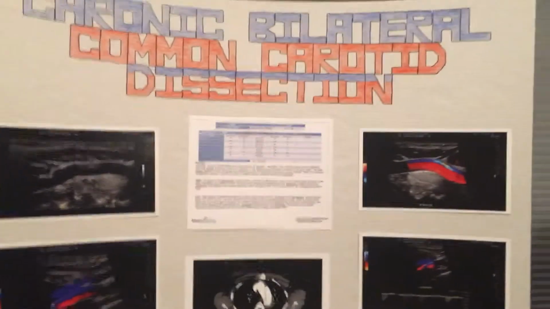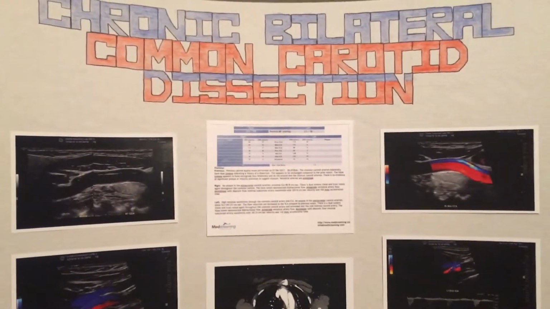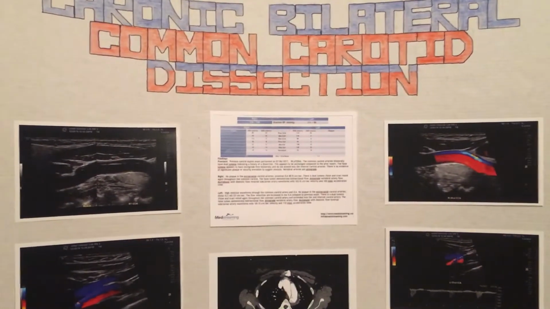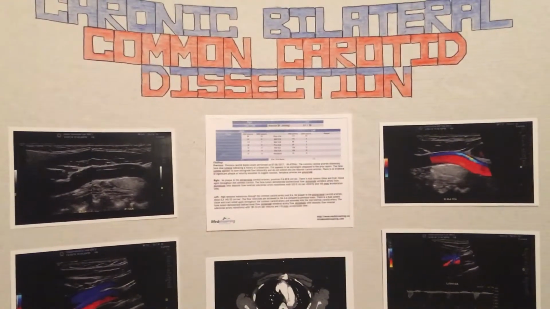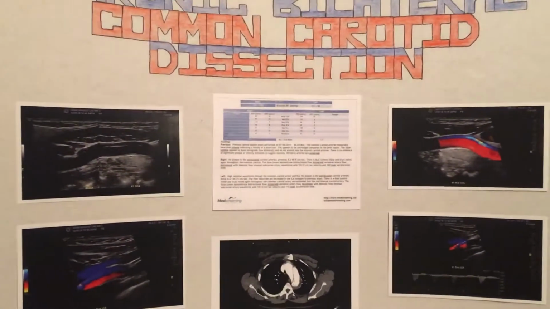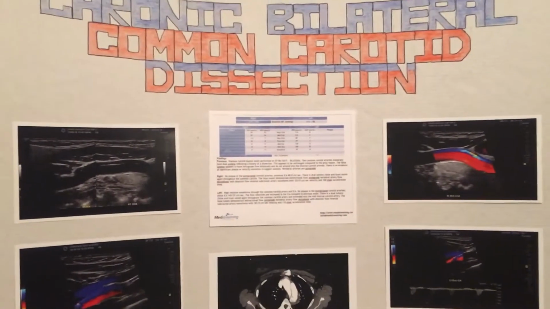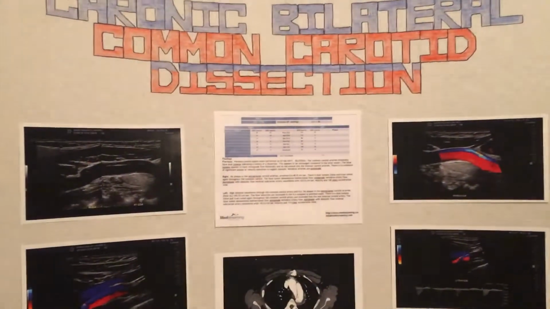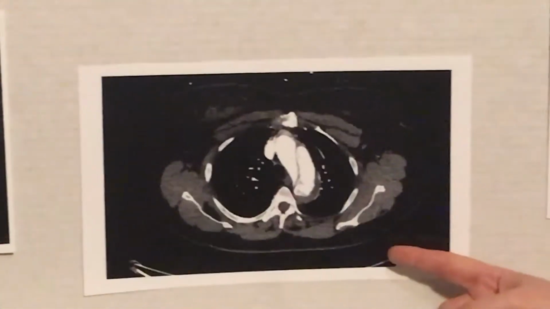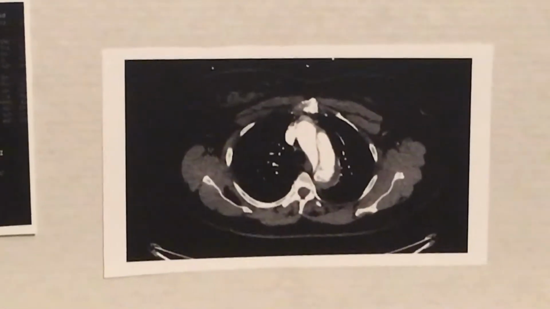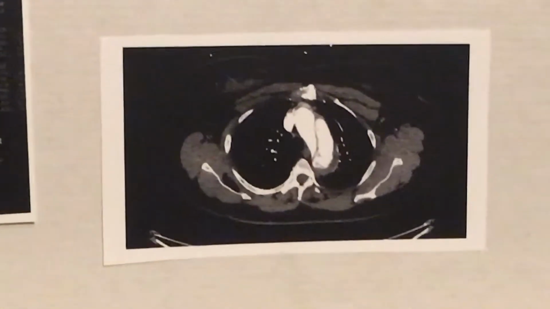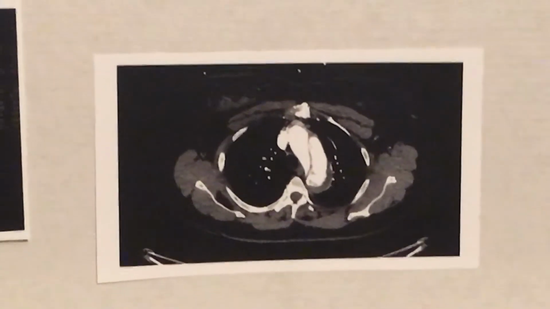A unilateral common carotid dissection is a very rare occurrence. It's only about 1.7 patients in every 100,000, so the incidence of a bilateral common carotid dissection is even more rare. So in this case, a chest CT was performed in November of 2018 that does show the aortic dissection. Also, it did show the common carotid dissection on both sides, but failed to show any extension of disease beyond the common carotid arteries.